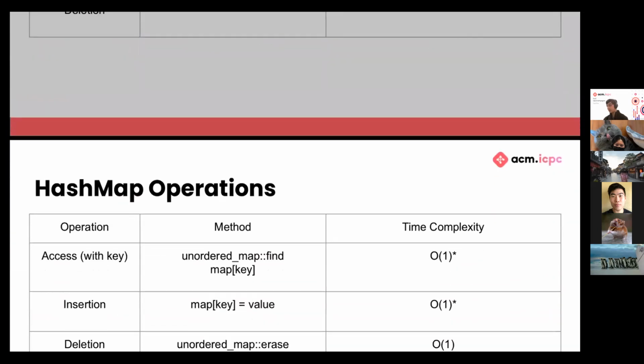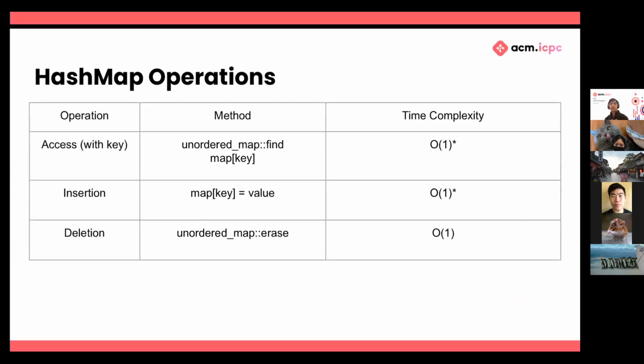And then to delete a value from a map, we simply erase that key. So this is the most important part of using a map: how to access an element in a map, how to insert a value into that map, and how to delete a value from that map. Does anyone have any questions about these basic operations?